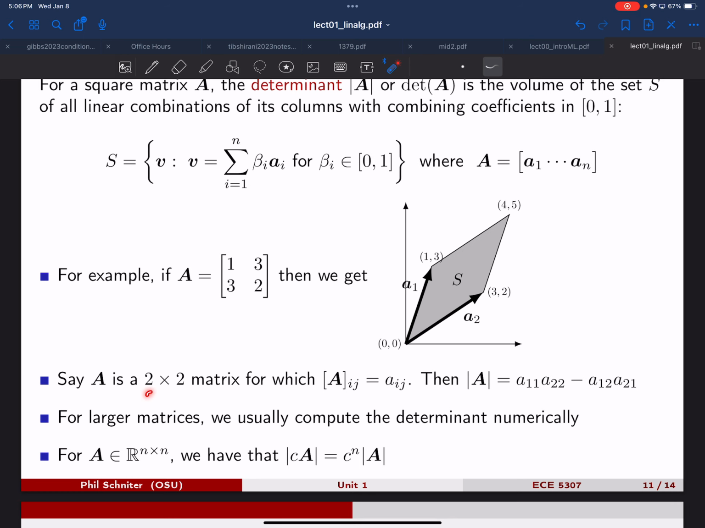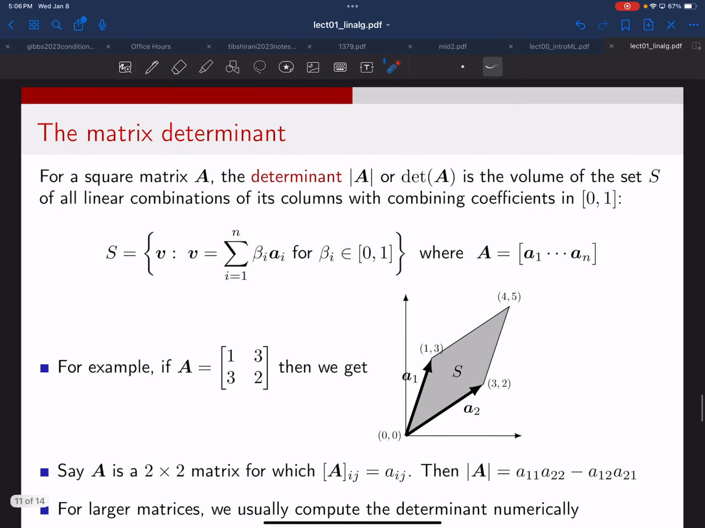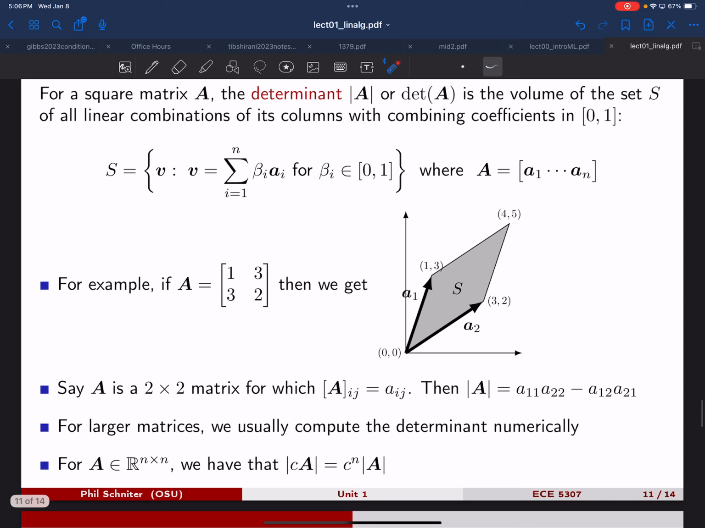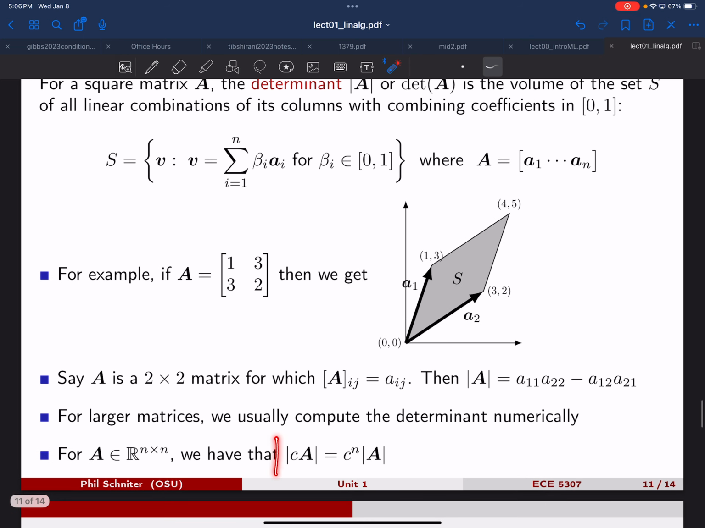So in the 2 by 2 case, again, we have a nice simple expression. This is the determinant. That is exactly the thing that showed up over here. For the higher dimensional case, it's more complicated. We tend to compute it numerically. One thing that we might need to use sometimes is if you scale a matrix before taking its determinant, that's the same thing as taking the determinant first and scaling, but the scaling must be done according to the dimension of the matrix.